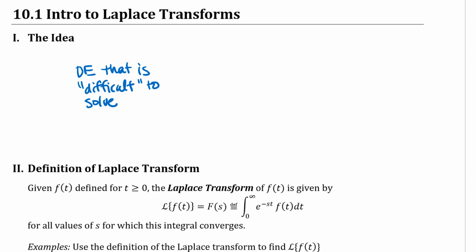Sometimes the difficulty, and what we'll see particularly in this chapter, is that we have some kind of discontinuous forcing function. So some forcing function that is applied to our system and then it is switched off. A discontinuous forcing function might be a reason why that might be difficult to solve using what we've talked about before.